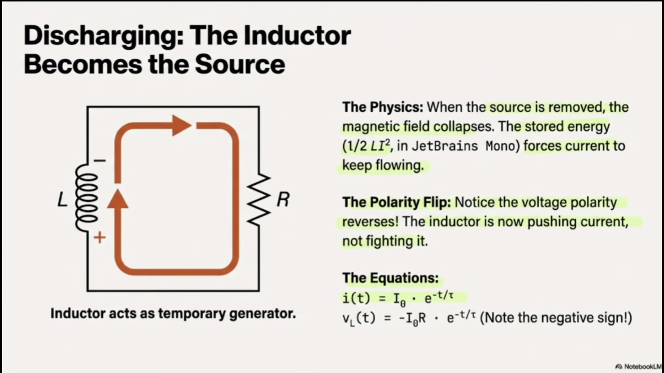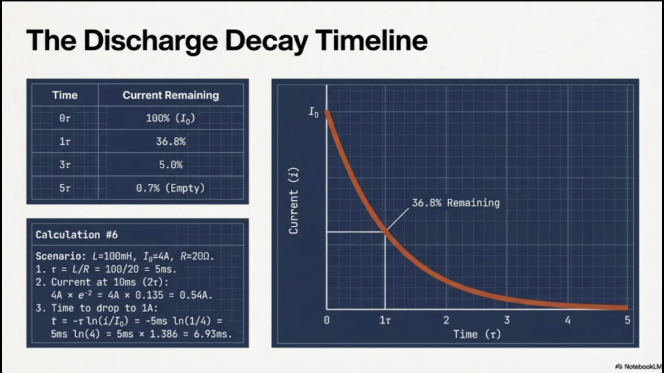I equals I0, the fully charged or saturated current, times e to the power negative t over tau. And V is obviously going to be negative because the voltage is going to be on the negative side. We have this formula: negative I0 times R times e to the power negative t over tau. So again, for the discharge, we have the tau itself, right?